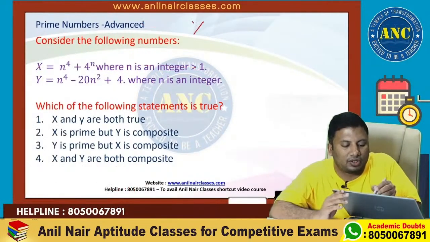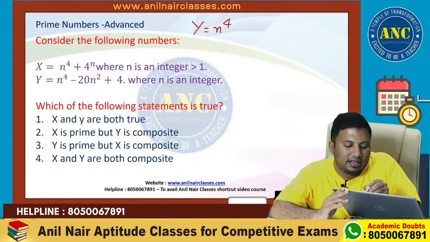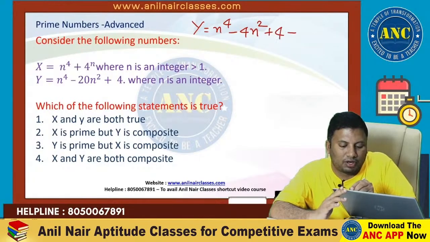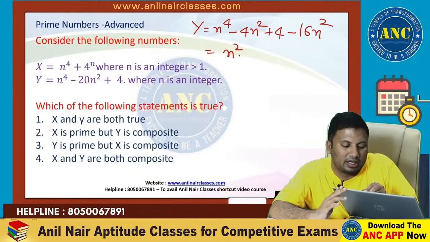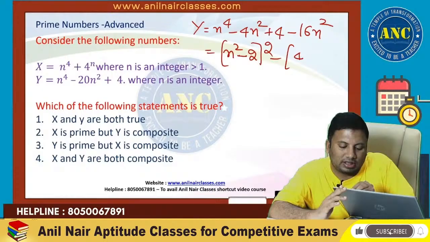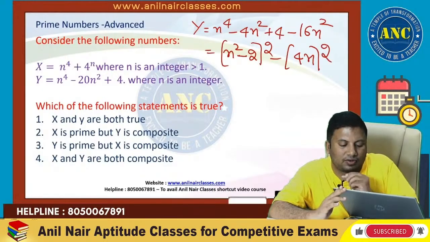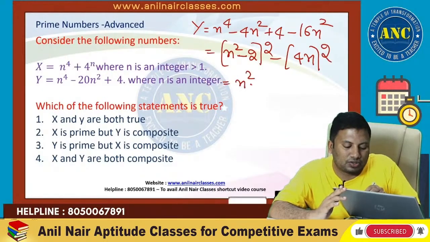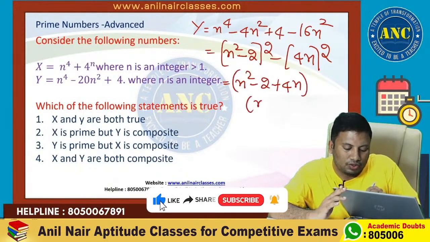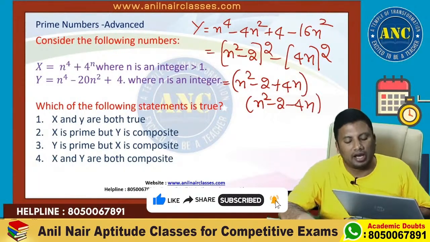Second one, see here. Y equivalent to... Don't get tensed if you see this kind of question. Minus 4n square plus 4 minus 16n square. These are nothing but (n square minus 2) whole square, and 4n whole square. A square minus b square is (a plus b) into (a minus b). I hope it is clear.